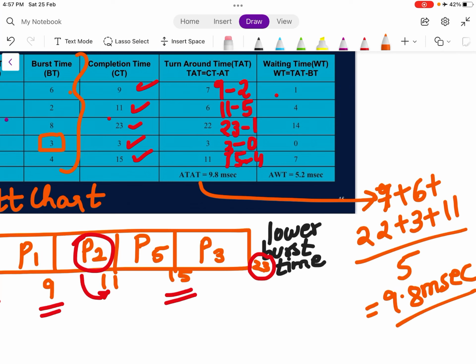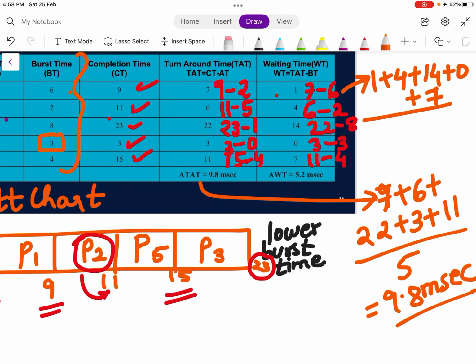Now waiting time is turnaround time minus the burst time. Turnaround time is 7 minus burst time is 6. So 1. 6 minus 2, 4. 22 minus 8, 14. 3 minus 3, 0. 11 minus 4, 7. So average waiting time will be 1 plus 4 plus 14 plus 0 plus 7 upon 5. That is 5.2 m sec.